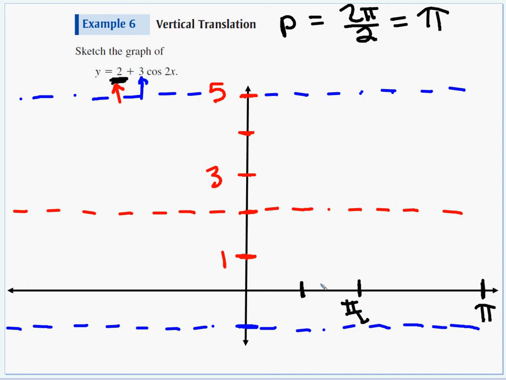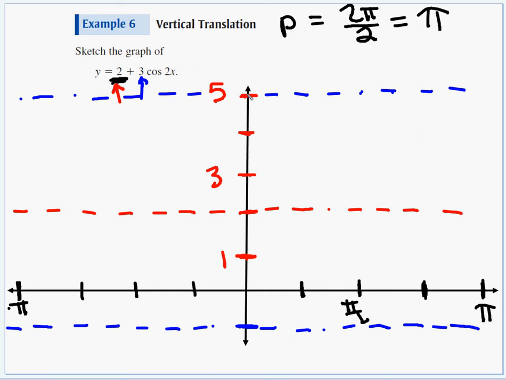And then we've got 1/4 and 3/4. And let's do a cycle to the left. So over here to -pi, -1/2, and we've got our quarter marks. Okay. Usually positive cos would start at a peak, but remember we've shifted everything up.